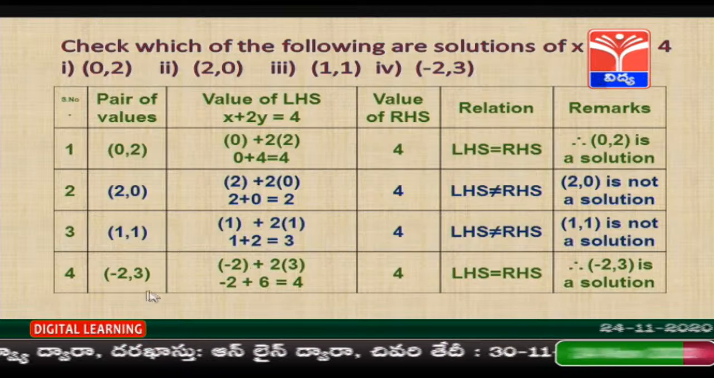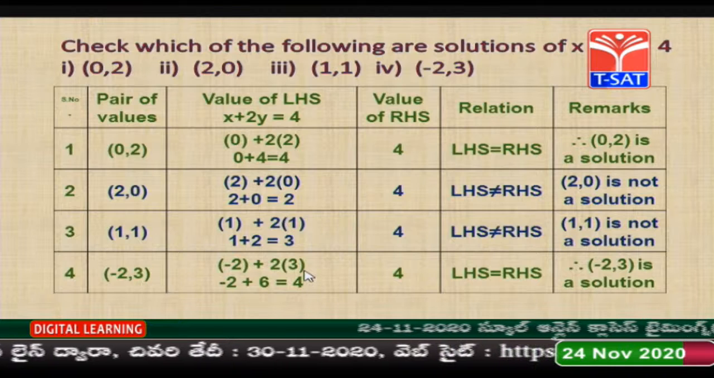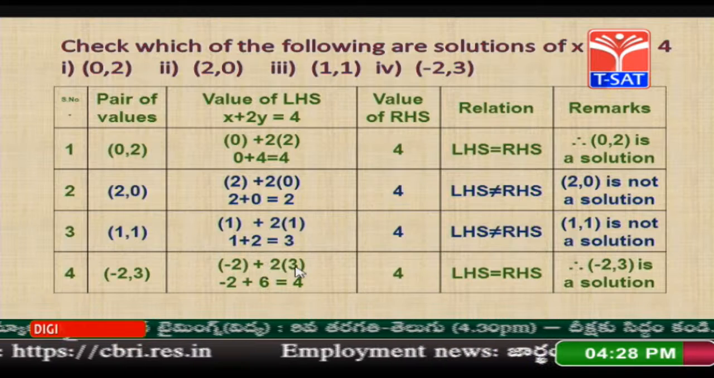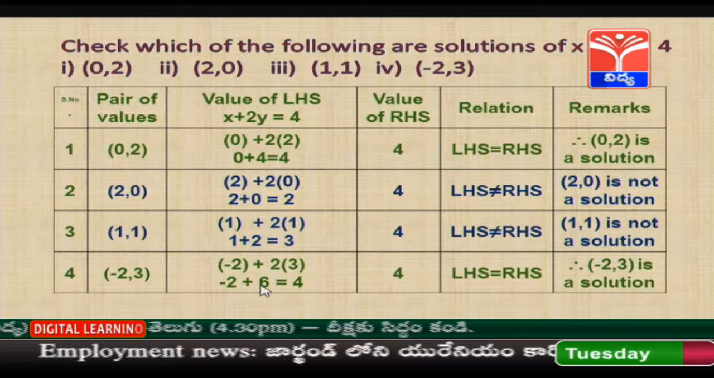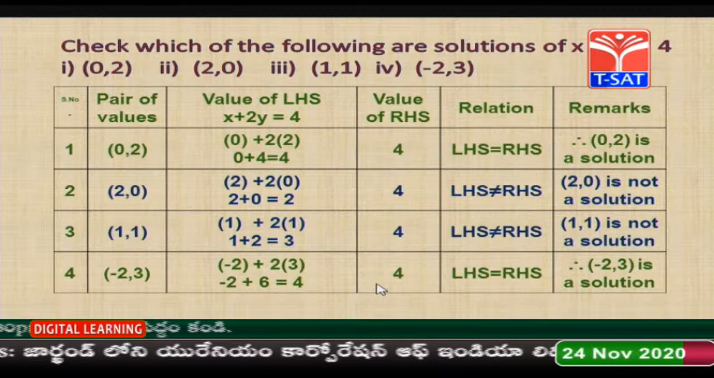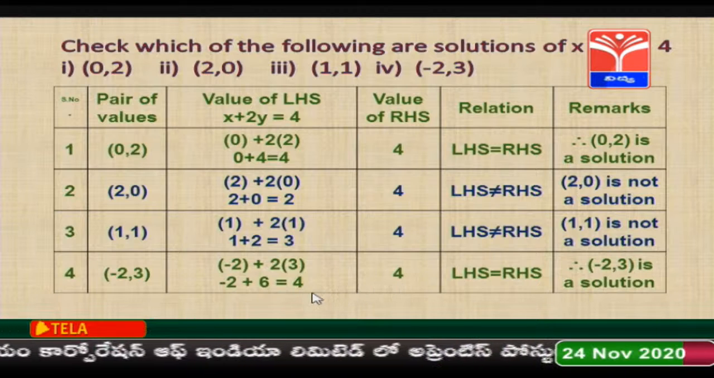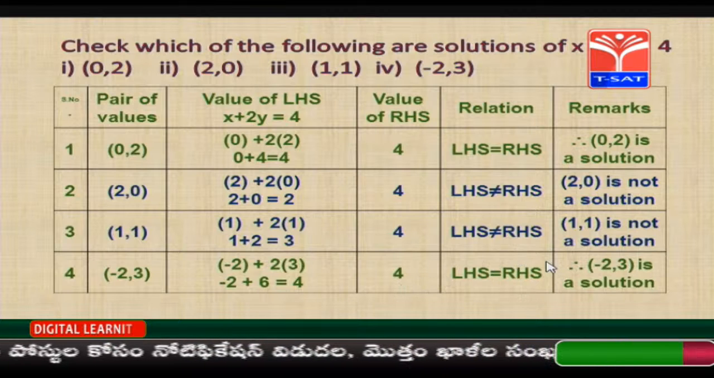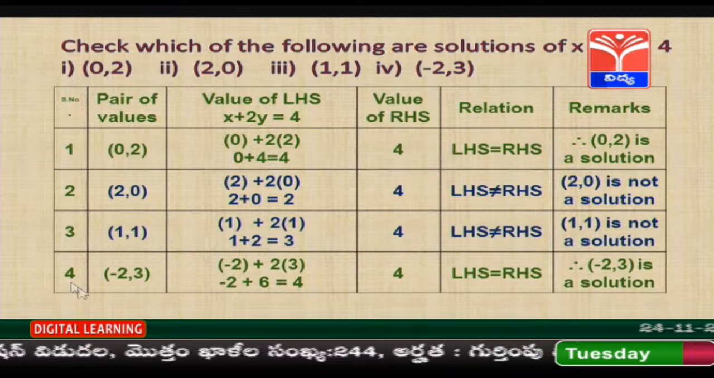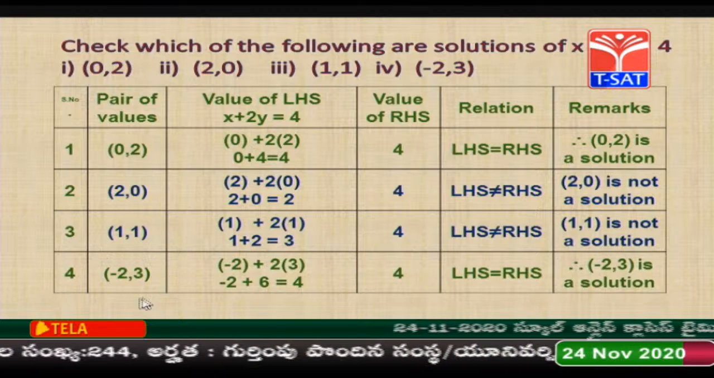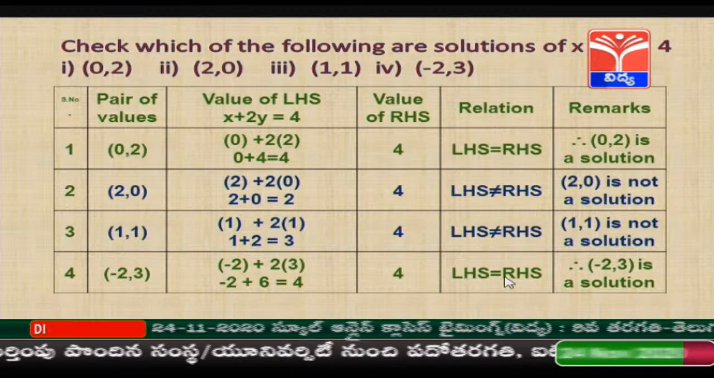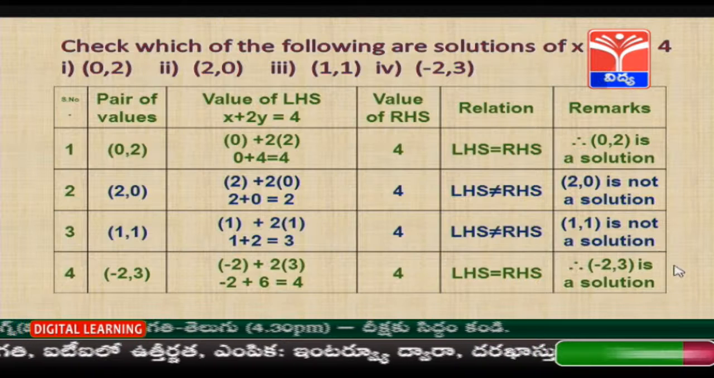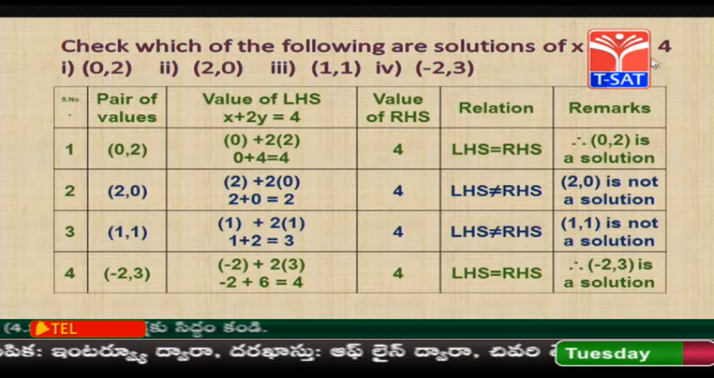In place of x I write minus 2, in place of y I write 3. So, I will be getting here minus 2 plus 2 into 3, minus 2 plus 6, how much is it? 4. That means 4 is equal to 4, LHS is equal to RHS, left hand side is equal to right hand side. If left hand side is equal to RHS, what you can say is minus 2 comma 3 is the solution, or you can say the ordered pair which is satisfying the given equation. That means, minus 2 comma 3 is the solution for the given equation x plus 2y is equal to 4.